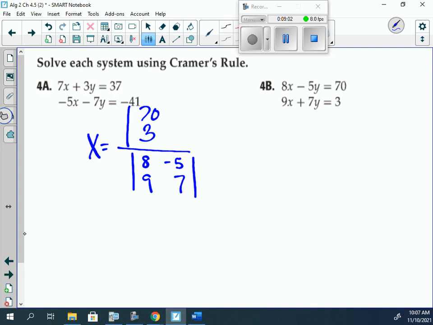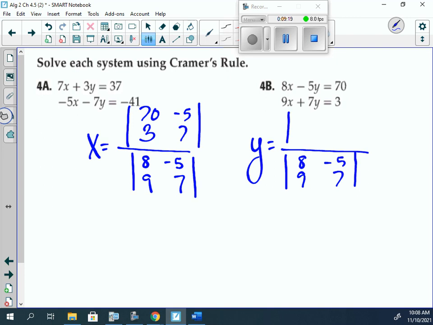Yeah, so you're right with 70 and 3. And then our next numbers would be? 5 and 7. Okay, let's see if I can try not to do that again. So for y, well, the denominator would be the same. The numerator, well, we're going to take 8 and 9, and then 70 and 3, yes? How many different determinants am I taking here? 3, because we have the 2 numerators for x and y. The denominators in both are the same.